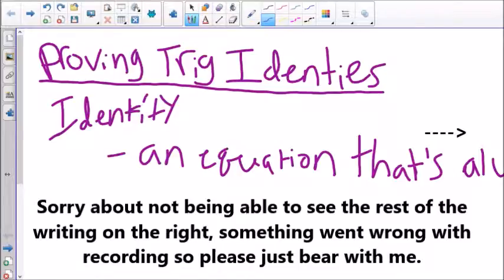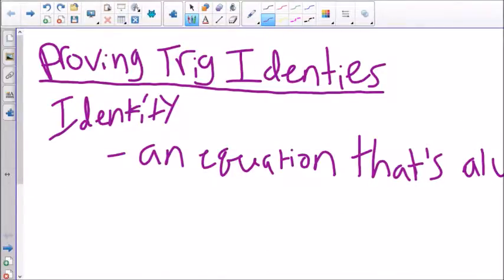Always true. Because it can't be proven wrong. So, in trigonometry, it's really important to know and remember these identities because they help you solve problems with actual numbers in them.